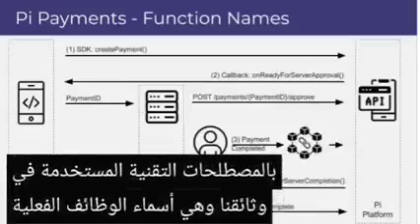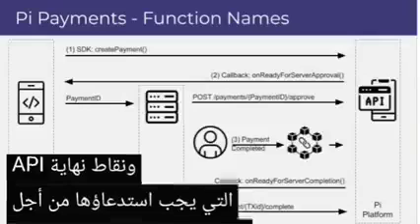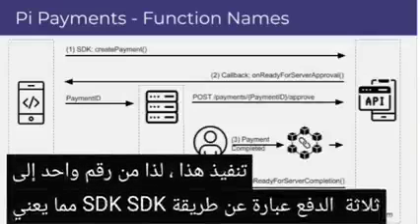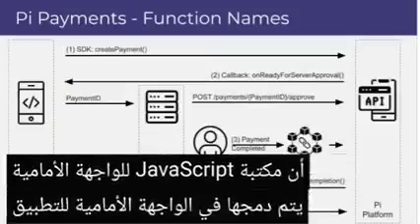Now, on the next slide, we are linking all of these concepts with technical terms that are used in our documentation and that are the actual function names and API endpoints that will have to be called in order to implement this. So number 1, to create the payment is an SDK method, SDK meaning the front-end JavaScript library that gets integrated into the app front end.